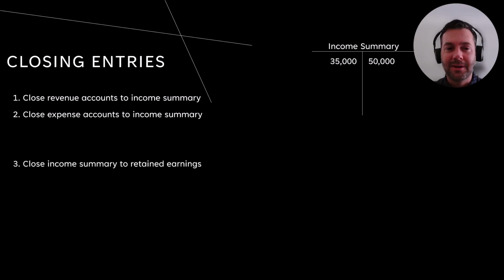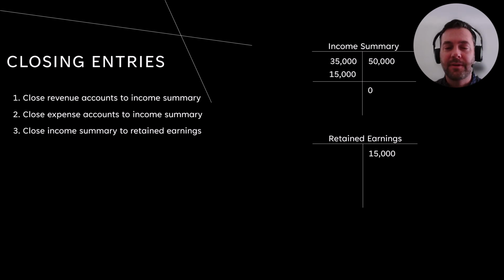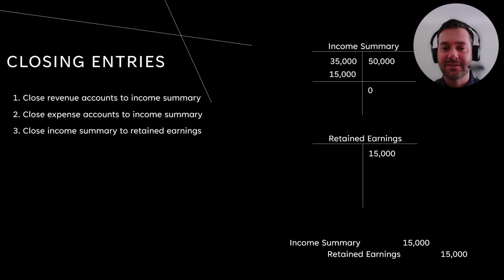Now on to step three, closing the income summary to retained earnings. We want to get rid of the income summary. We have no use for it anymore. So what we're going to do is debit it $15,000. The difference between $35,000 and $50,000 is $15,000, so we will therefore debit it $15,000. When we do that, we now have a balance of $0. Retained earnings will then be credited for $15,000. And our journal entry will look like this. Debit income summary $15,000. Credit retained earnings $15,000.